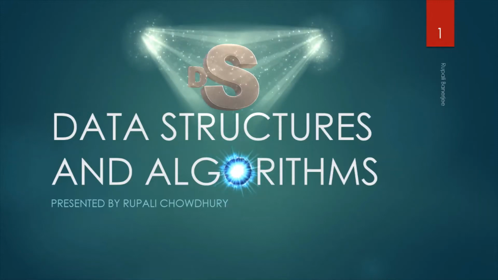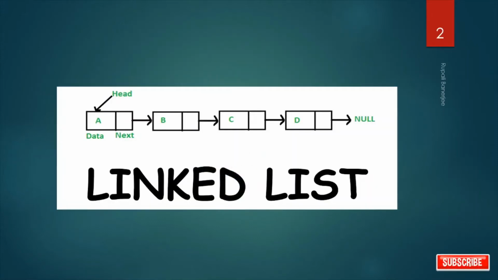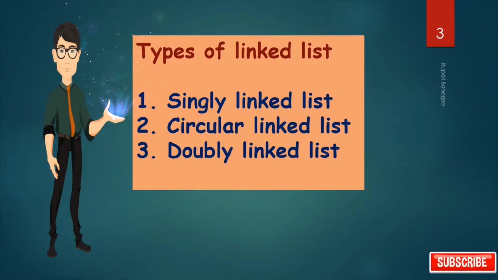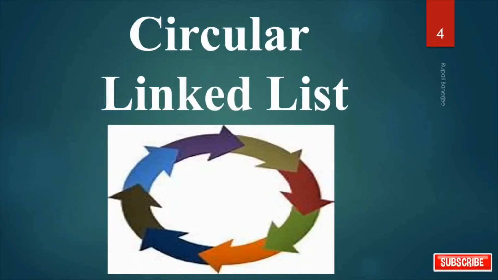Today our topic is linked list. Before learning this video, please learn previous videos of this series on linked list. We already learned in our previous video that there are three types of linked list: singly linked list, circular linked list and doubly linked list. We already learned different operations on singly linked list and circular linked list. Today we will learn more operations on circular linked list.